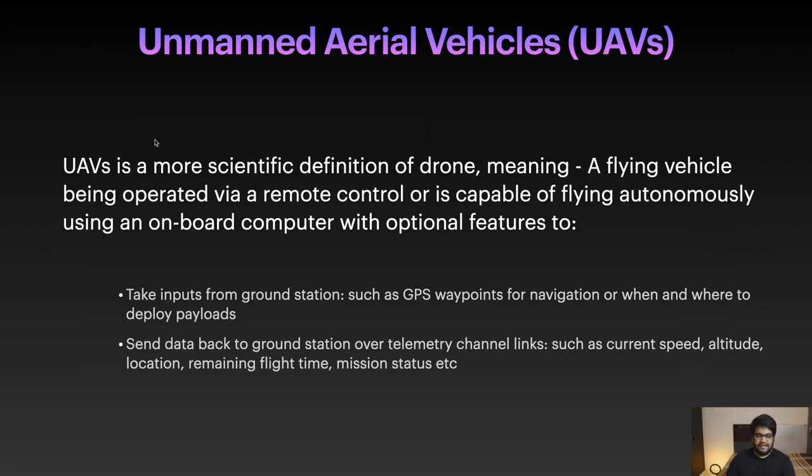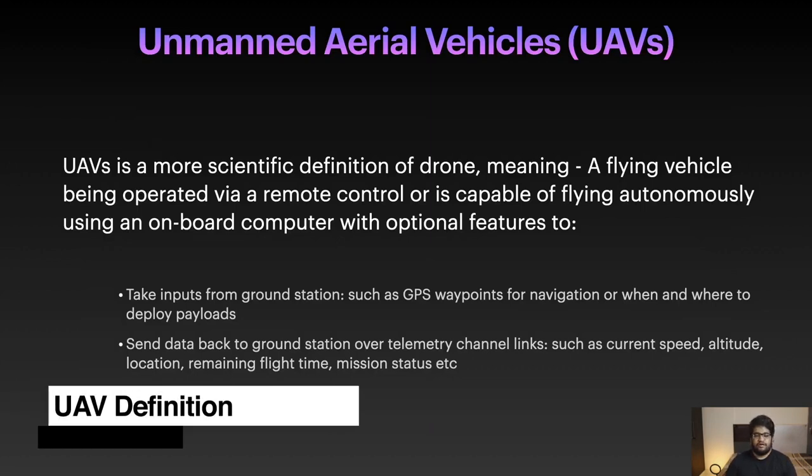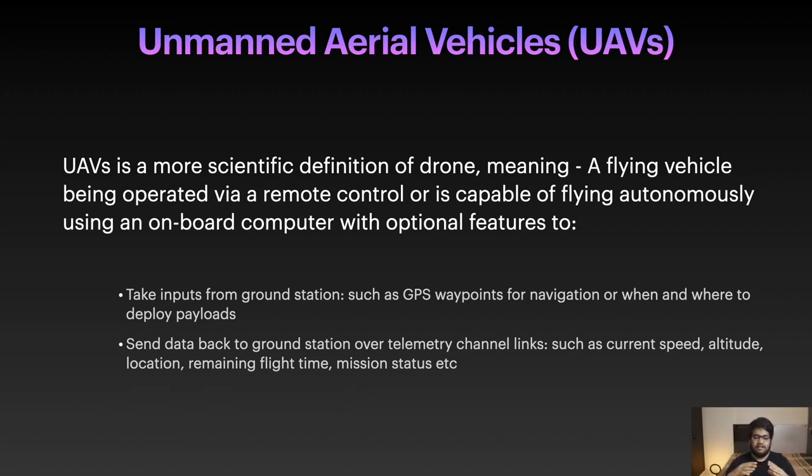So let's start with the definition of the unmanned aerial vehicle, because when we talk about drones, drone is generally the looser term, so to speak, and the more scientific, more technical, more accepted term is UAV, or unmanned aerial vehicle. As the name suggests, it is a flying vehicle which does not have any passenger, which is not manned, which is not flown by a pilot sitting in a cockpit. You control it from a ground station, from a distance.